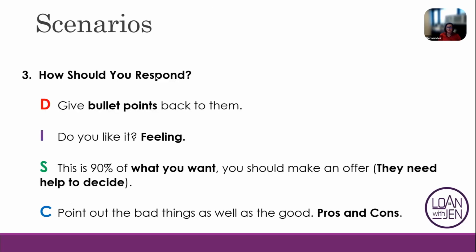Okay. Now the next question is, how should you respond? With whatever your personality is, how should you respond to a D who's like square foot, price, blah, blah, blah? You give bullet points right back to them. You talk to them like they're talking to you. The I, if you know that they're an I, you keep asking them about feelings, how they like it, the color scheme, blah, blah, blah.